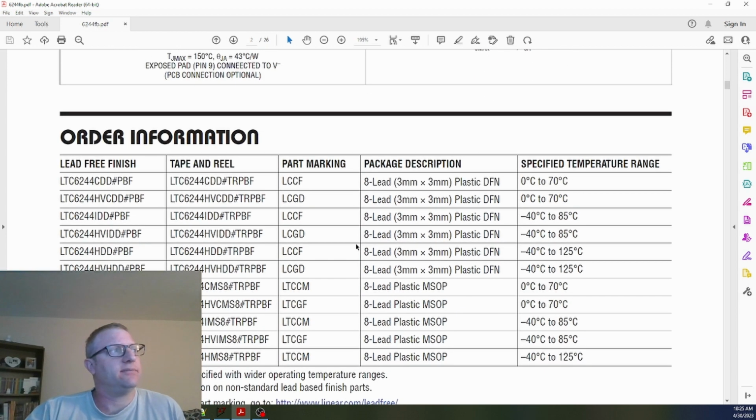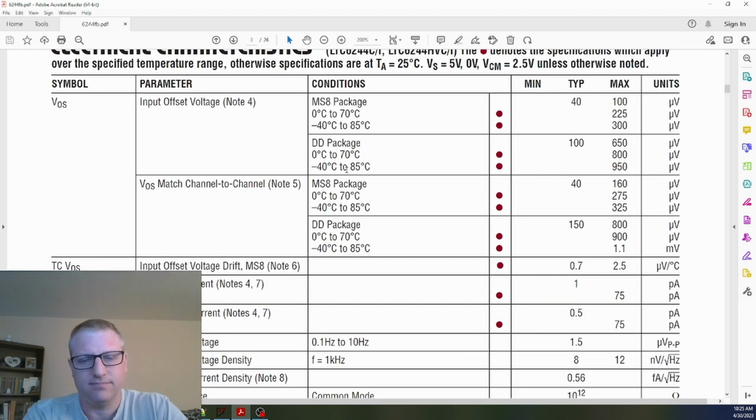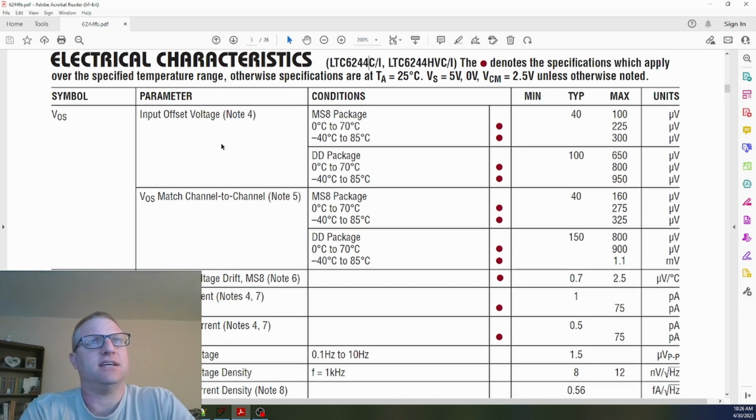So as we continue to scroll down on the data sheet, if you remember on the cover page, the input offset voltage was listed as 100 microvolts. But now we get into some more details and we can actually see that the package makes a difference and also the temperature that we want to operate in. So that 100 microvolts is based on a 25°C ambient temperature, as listed in the electrical characteristics in the main. It says otherwise specifications are T sub A equals 25°C. And so that 100 microvolt max is based on a 25°C environment.